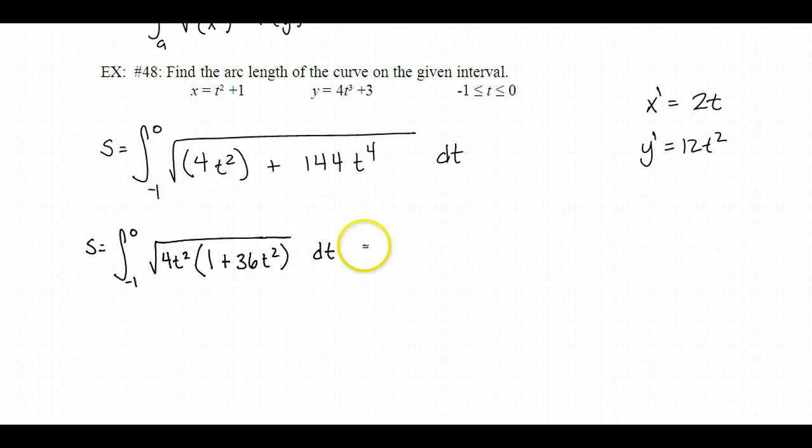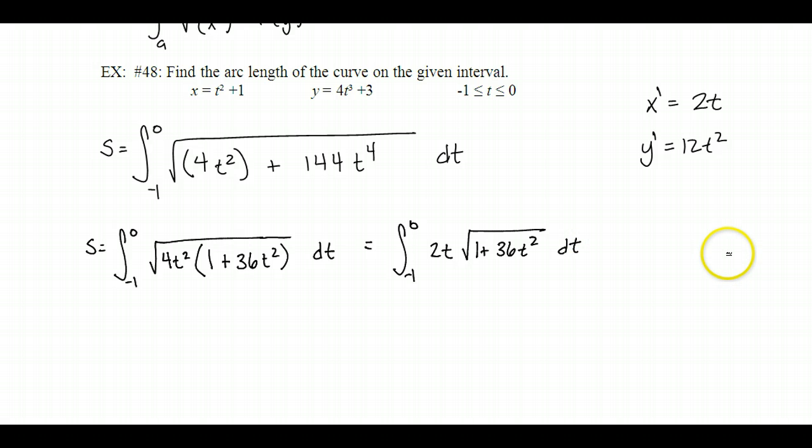differential t. And now, because you have multiplication, a property of radicals allows us to take the square root of the 4t squared. So we have -1 to 0. Square root of 4t squared is 2t. And then we have the square root of 1 plus 36t squared differential t.